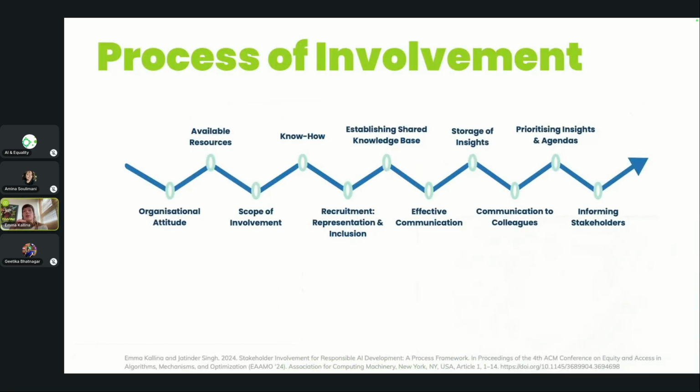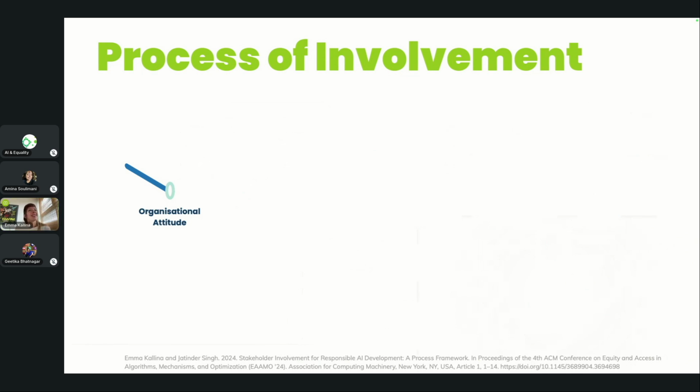Now, if we do stakeholder involvement, it doesn't matter at which of these stages, it always has to go through a specific process. And we will talk about this process now in a lot of detail. The first thing you need, as an organization or a person who wants to do stakeholder involvement, is the attitude that says that's a valuable thing to do. Obvious. Then you need to have the resources, because if you want to do it but you can't because you don't have the resources, you will also fail. So you need the resources.